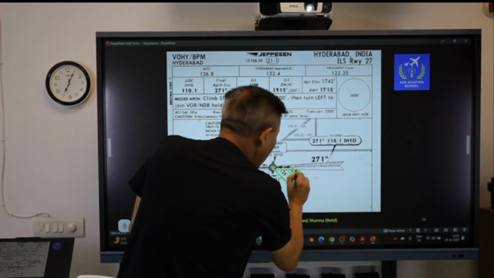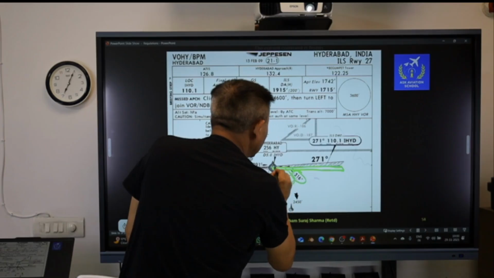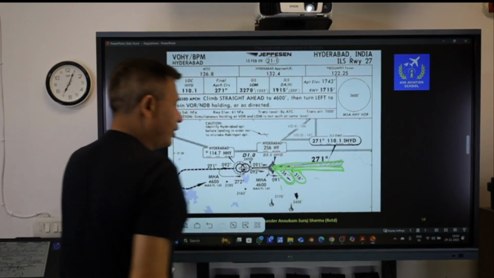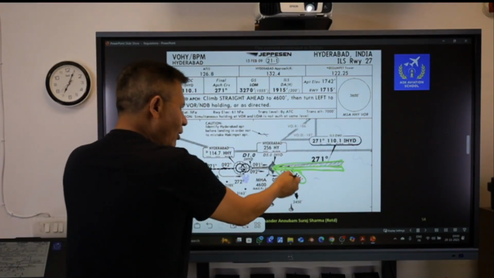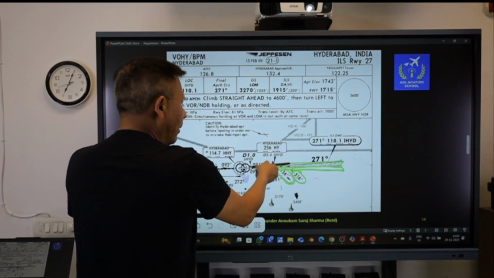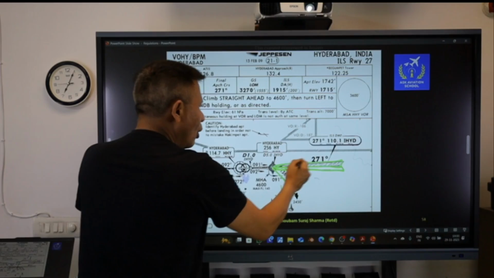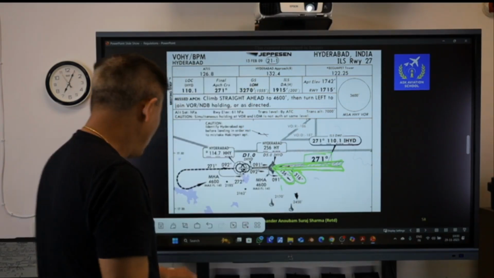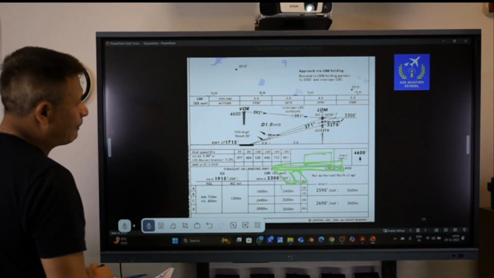This is the indication of the localizer signal. Once I intercept the localizer signal, then I will be proceeding inbound, that is on the final approach course of 271. So now let's have a look at the vertical profile.